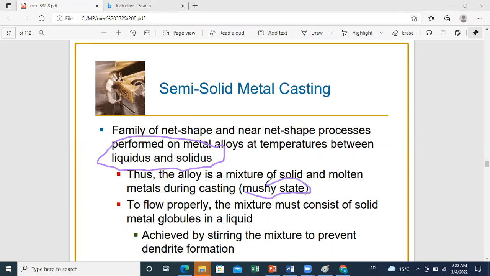To flow properly, the mixture must consist of solid metal globules in a liquid. So we can have this, but we should ensure a certain fraction of liquid to facilitate the pouring process. And it can be achieved by stirring the mixture to prevent dendrite formation. So the solid should be in small parts and not in big parts in order to allow the casting operation to take place.